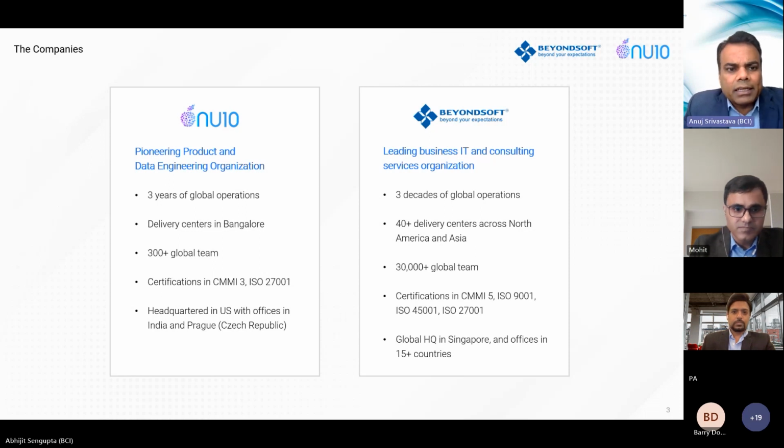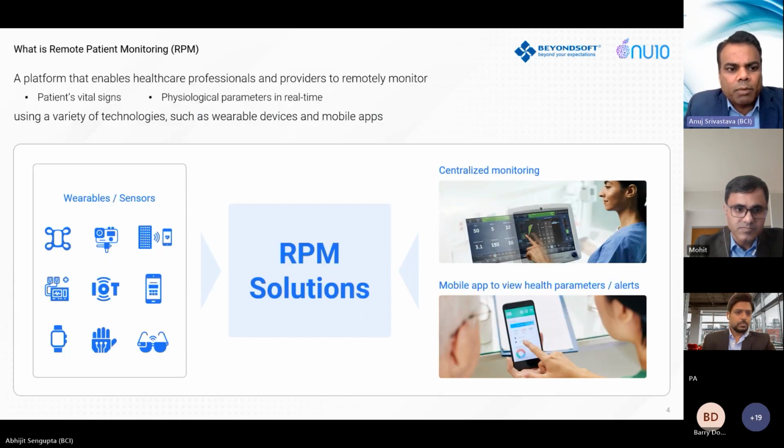With that, let's move further and let's talk about this remote patient monitoring platform. So Mohit, my question will be to you. Remote patient monitoring has been there in the industry for maybe the last 2-3 decades, correct? So when you say next gen remote patient monitoring platform, what exactly do you mean here?